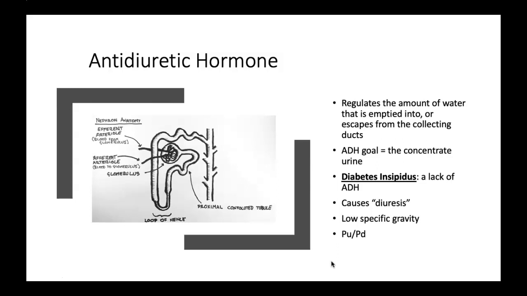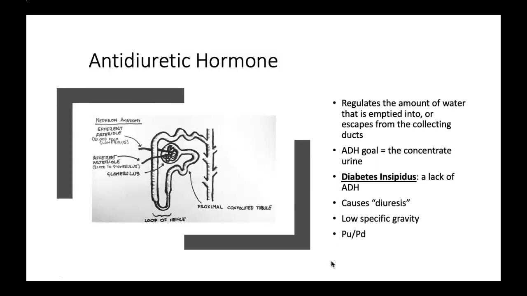So the antidiuretic hormone we talked about a little bit, it regulates the amount of water that is emptied into or escapes from the collecting ducts. Antidiuretic goal is to concentrate the urine. So that should say to concentrate the urine.